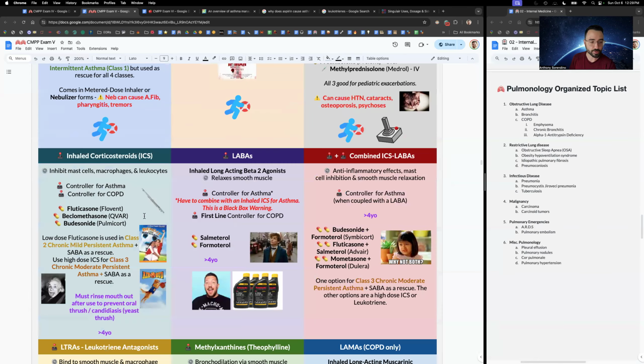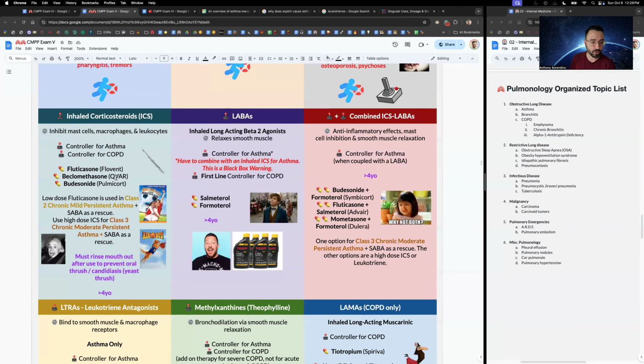Okay. The other type of steroids here are the inhaled corticosteroids. Examples here are fluticasone, beclomethasone, and budesonide, which is Pulmicort. So here's the thing. You want to rinse your mouth out to prevent oral thrush, candidiasis. This is one of those things that I feel like in M1 year you hear so often, but it's so fast paced you never have a second to look it up and ask what are we talking about.